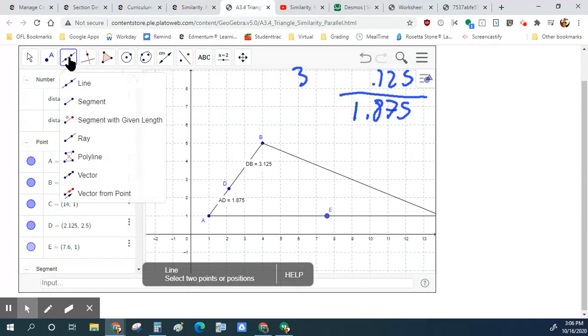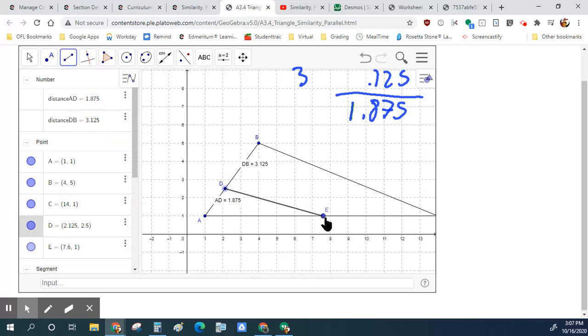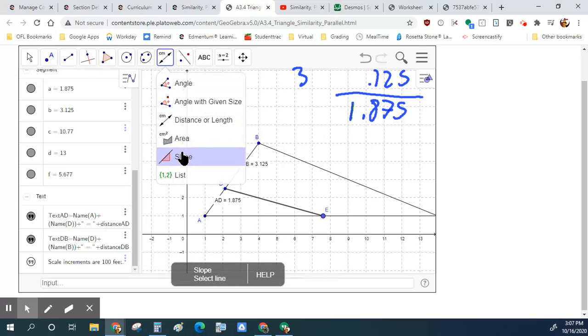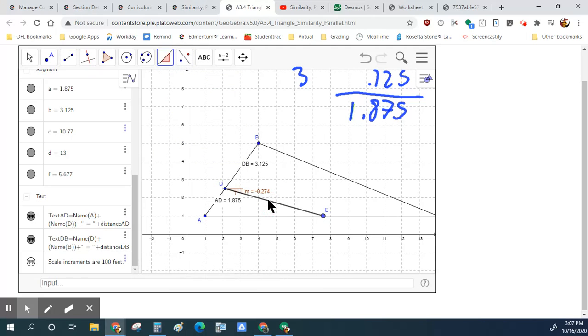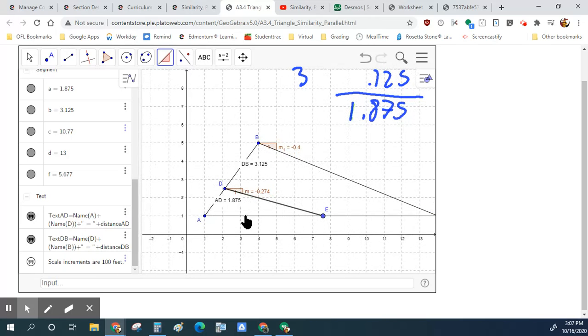Okay, so let's go to our creation tool. We're going to create a segment from here to here. And then we want to find the slope. So we go to our measuring tool and measure the slope. Boom, boom. And I'm off by a little bit. I wonder what happened here. I thought I did this right. The slope is negative 0.4. The slope here is that. They look parallel. I don't see why the slope wouldn't be correct.